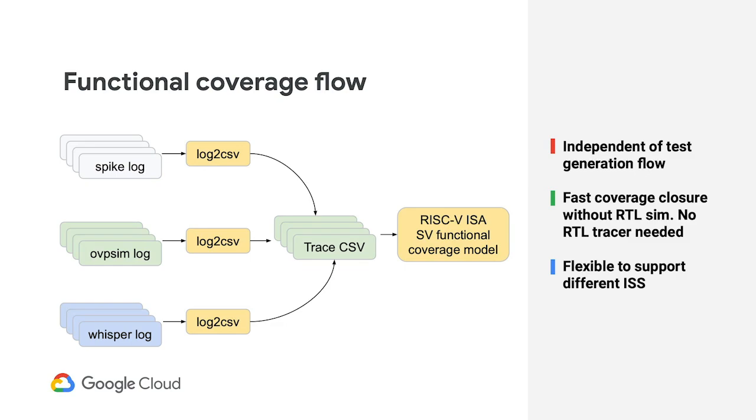This is the functional coverage model I'm talking about, and it is very important. We are doing constrained random verification. Basically, you are generating a lot of random instructions, and how do you know you have covered the things you care about? Functional coverage is an obvious answer.